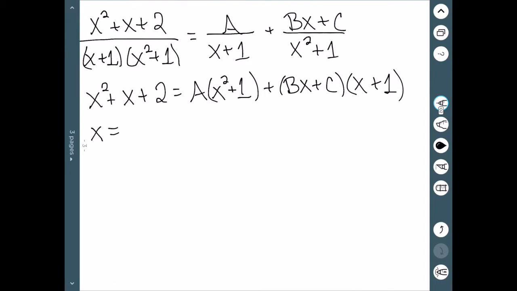We may be able to simplify things by saying let x be equal to negative 1. On the left, I would then have 1 minus 1 plus 2. On the right, that bx plus c term would cancel, and I'm left with 2a. Therefore, a is equal to 1. However, there's nothing I can stick in to make the a term cancel and not the bx plus c, so we're going to have to use our other method here.